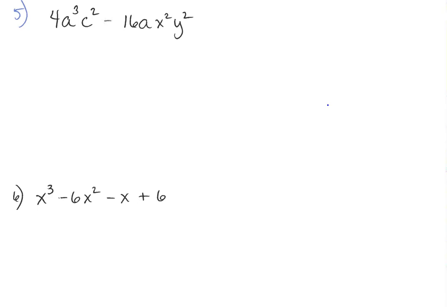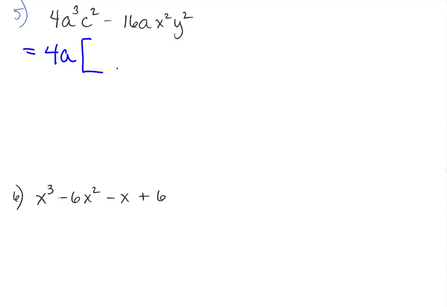The next one begins as 4a cubed c squared minus 16a x squared y squared. So again, back to the top of the list, look for a GCF. Now this time there actually is a greatest common factor other than one that we should be able to factor out. In fact, there is a 4 that's common with 4 and 16, and then an a would be the lowest power of the common variable, which is the a variable. But that's all we can take out.